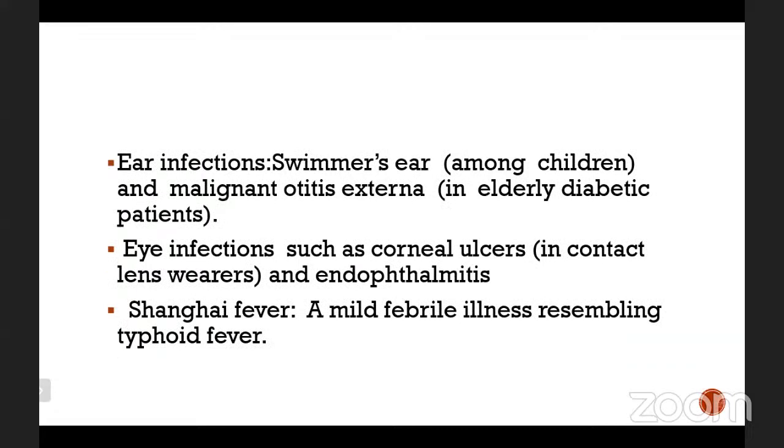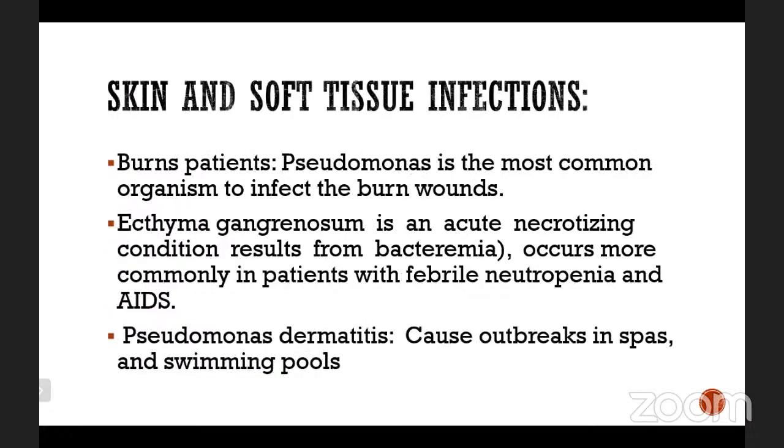Ear infection will occur: swimmer's ear. It is more common among children. Malignant otitis externa is seen mainly in elderly diabetic patients. Eye infections such as corneal ulcers are seen mainly in contact lens wearers, and endophthalmitis is seen. Shanghai fever is a mild febrile illness. It will resemble typhoid fever.